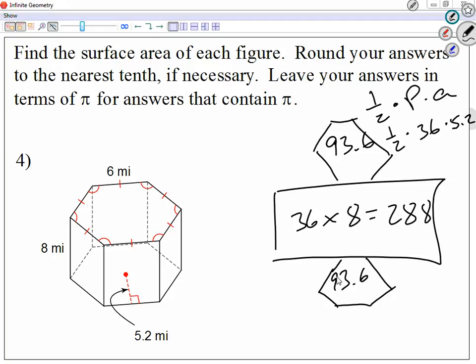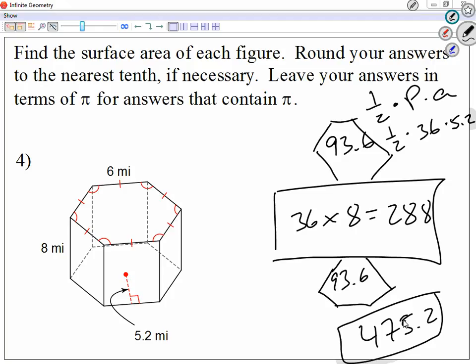Now, just add all the sides. Right, 93.6 plus 288 plus 93.6. What do you guys have? 475.2.